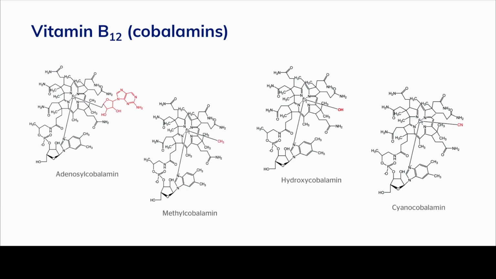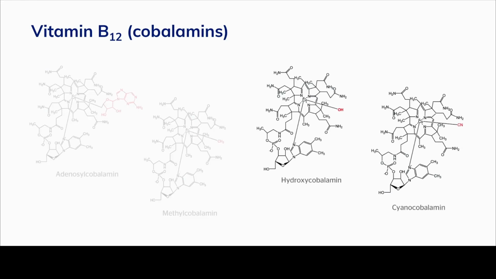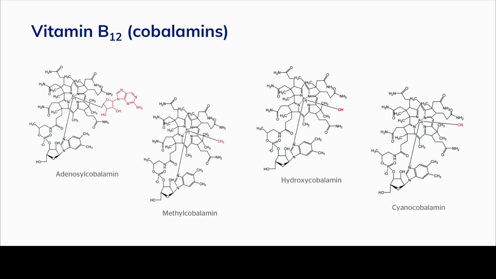A key point to make in this slide is the two active forms are adenosylcobalamin and methylcobalamin. And hydroxycobalamin and cyanocobalamin are precursors to those active forms. So keep that in mind as we go through this lecture.